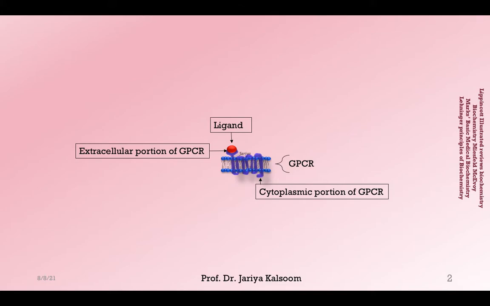The G protein coupled receptors have 7 membrane spanning domains, with the ligand binding domain projecting outwards and the cytoplasmic domain projecting inwards. This cytoplasmic domain interacts with the coupled G proteins.